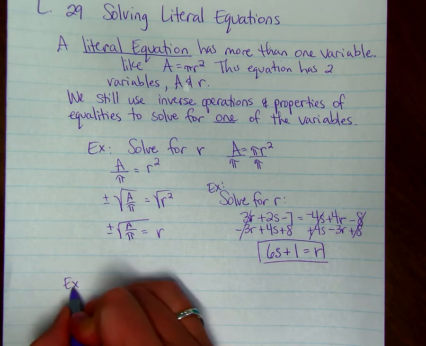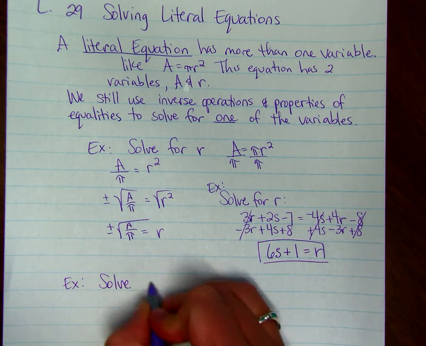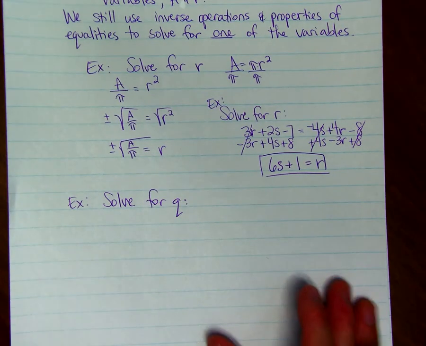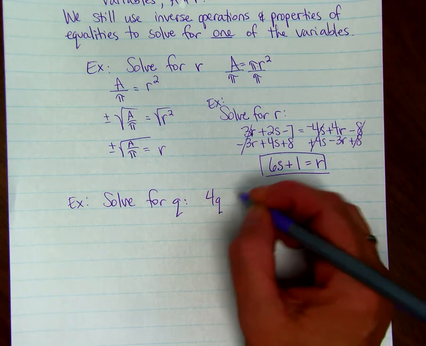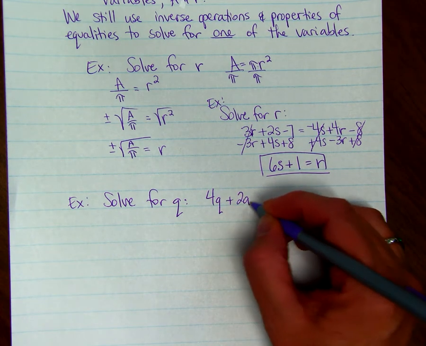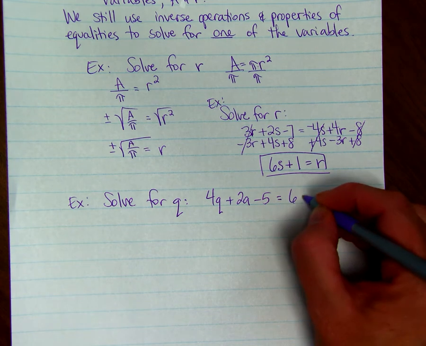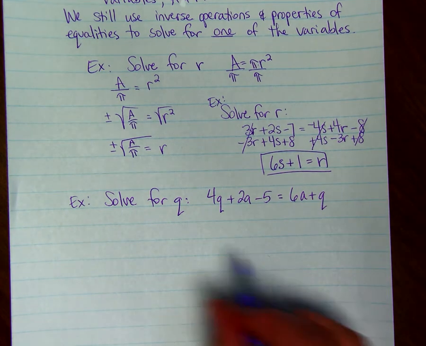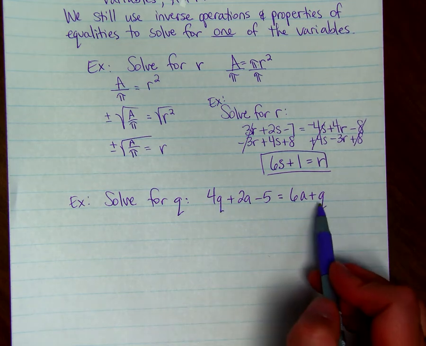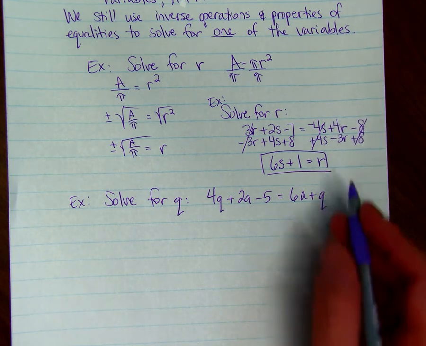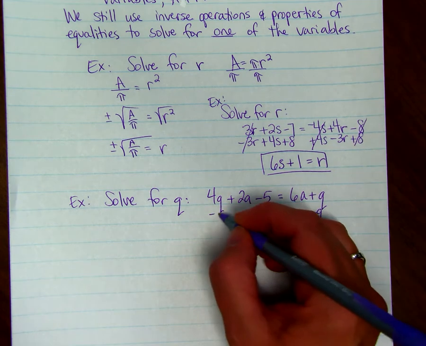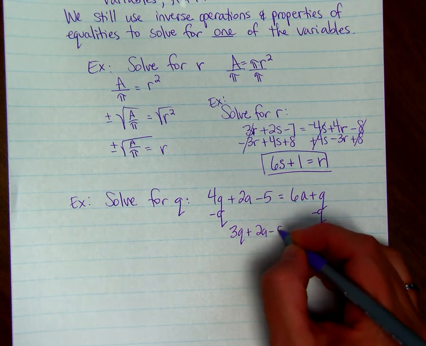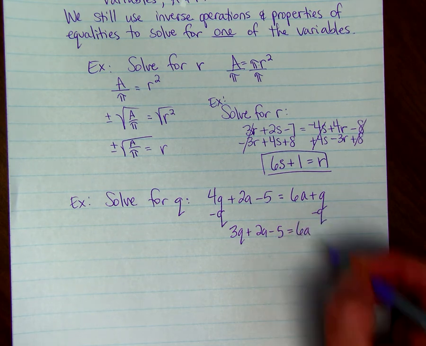Here's one more example. Solve for q. This equation is 4q plus 2a minus 5 equals 6a plus q. So if you see there's a 4q and a 1q, I'm going to subtract the smaller one from both sides. So I have 3q plus 2a minus 5 equals 6a.